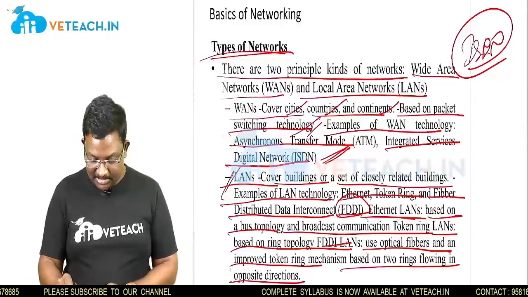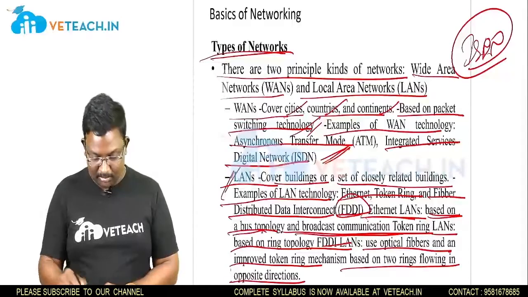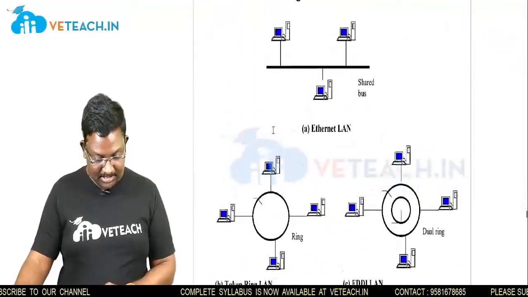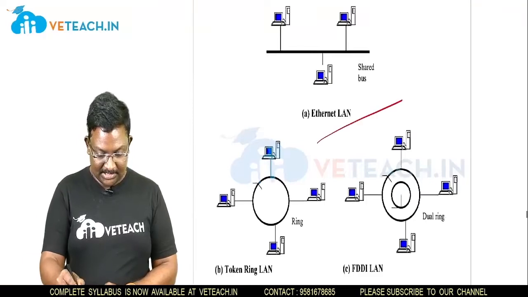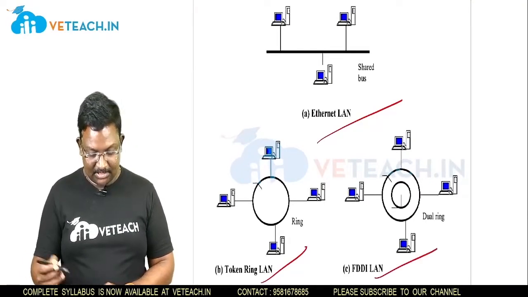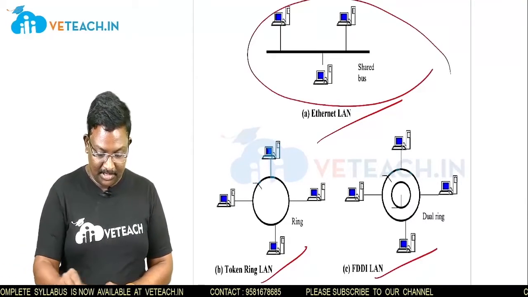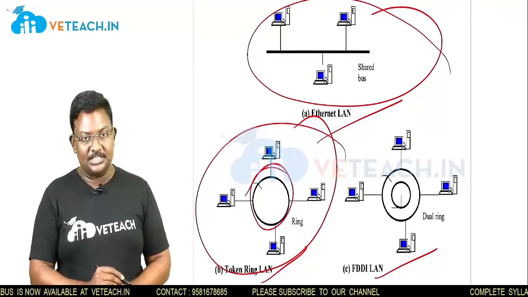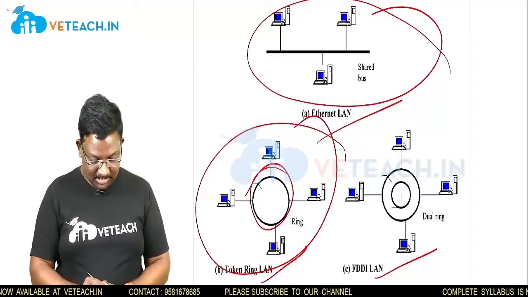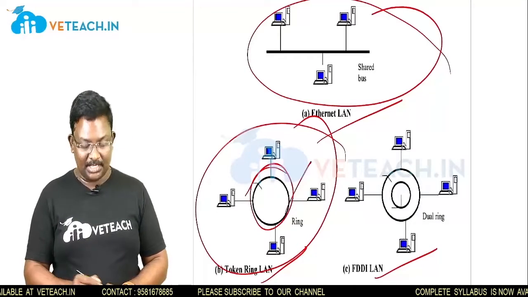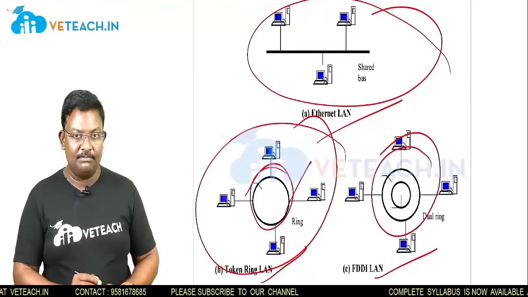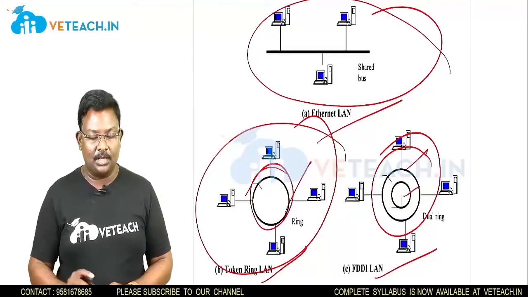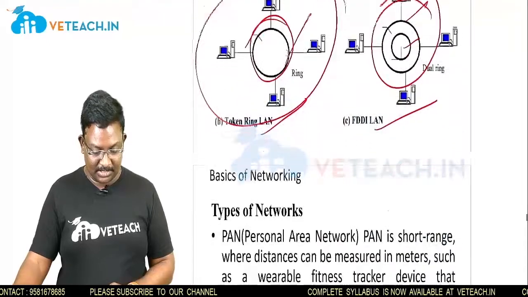Ethernet LANs based on the bus topology and broadcast communication, and the rings, we will see in the diagram. You can see the difference between Ethernet LANs, token ring LANs and FDDI LANs. Three different structures are shown here, and these are connected with a ring structure in a single direction. Those are called token ring LANs, and FDDI LANs have two ring structures in opposite directions. These are some differences between the LANs.